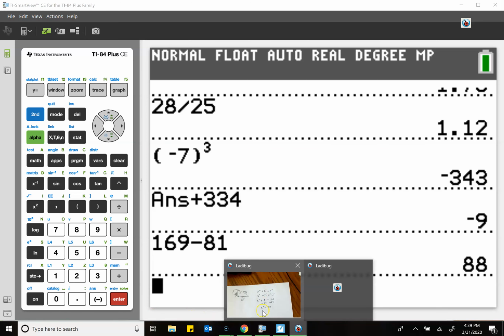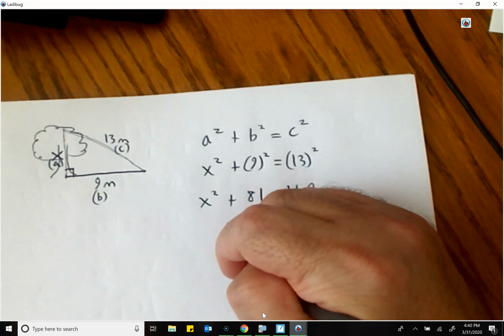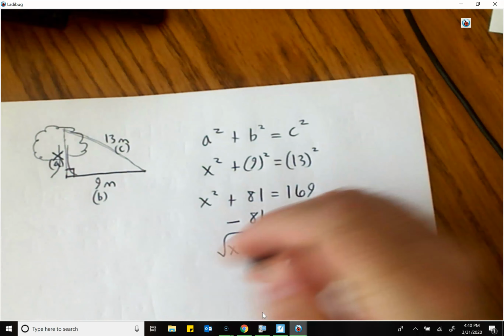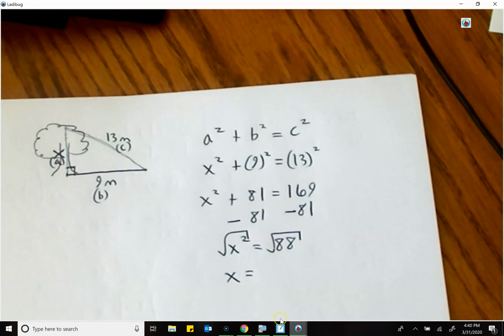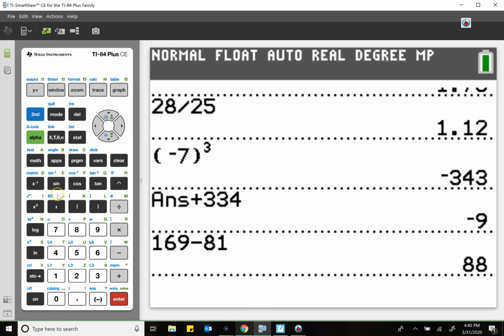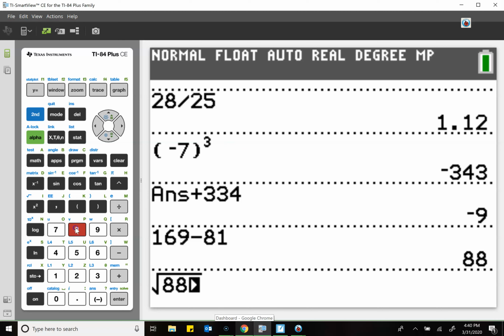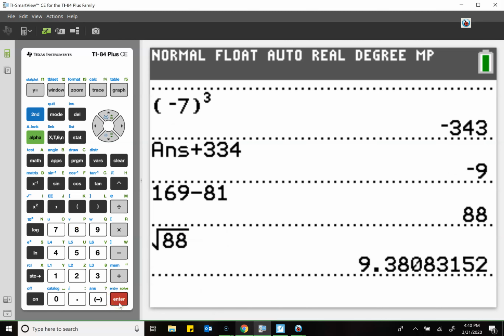And how do I get rid of something squared? Square root, square root. X is equal to, well, what is the square root of 88? Well, we hit second square root 88 equals, and again it says round to the nearest tenth, so the 8 says, hey 3, go up. So our answer is 9.42 meters.